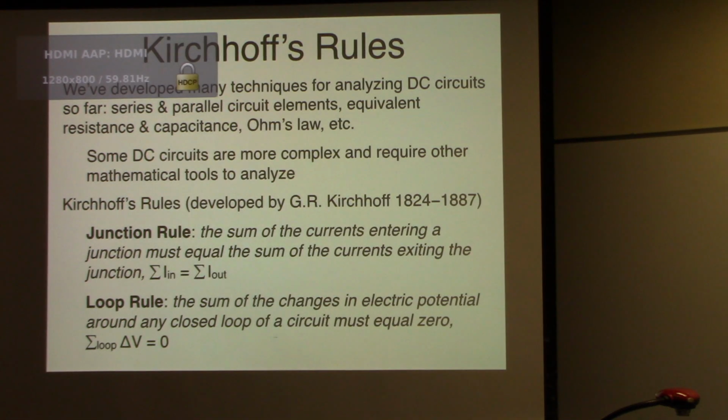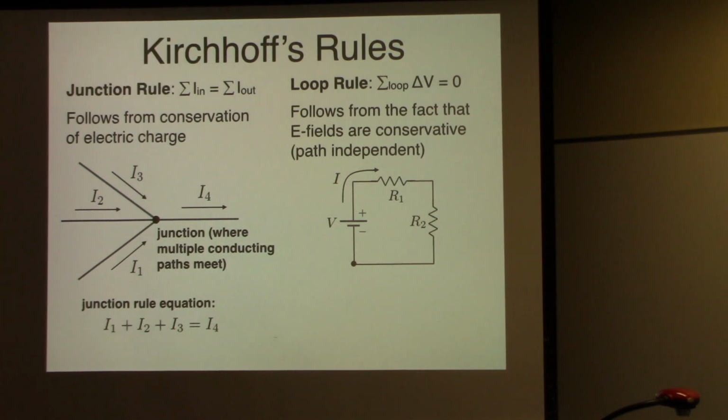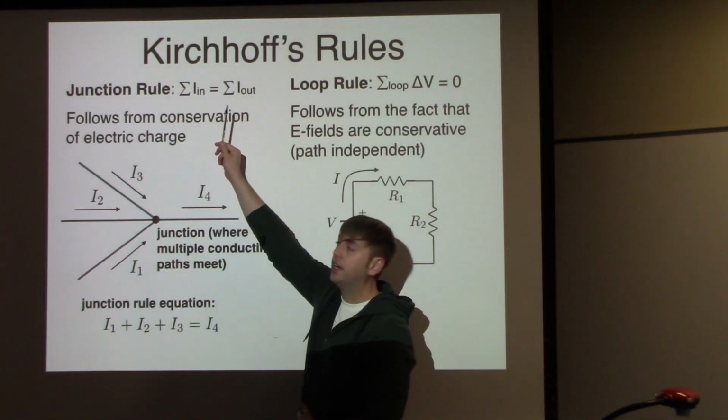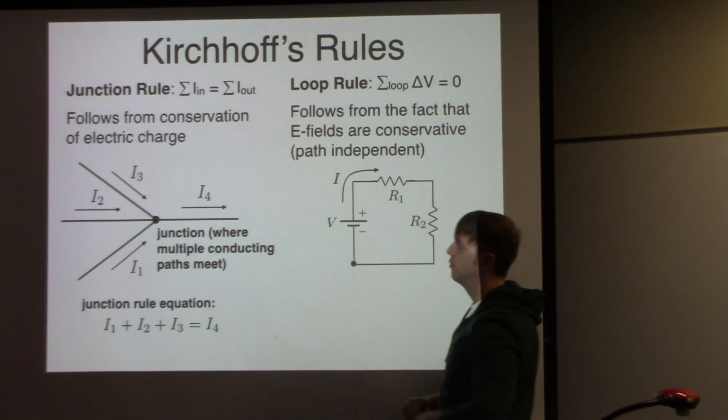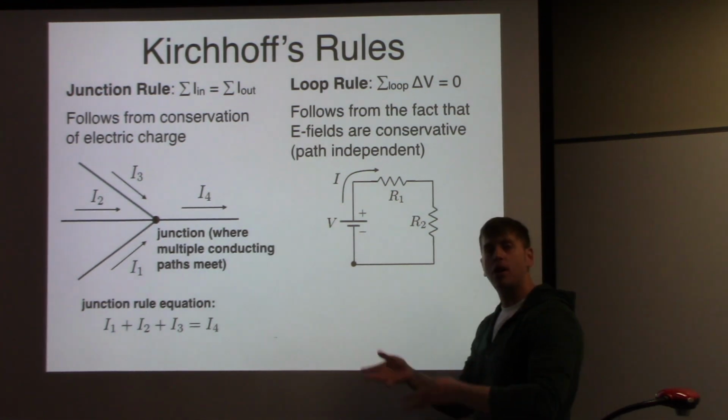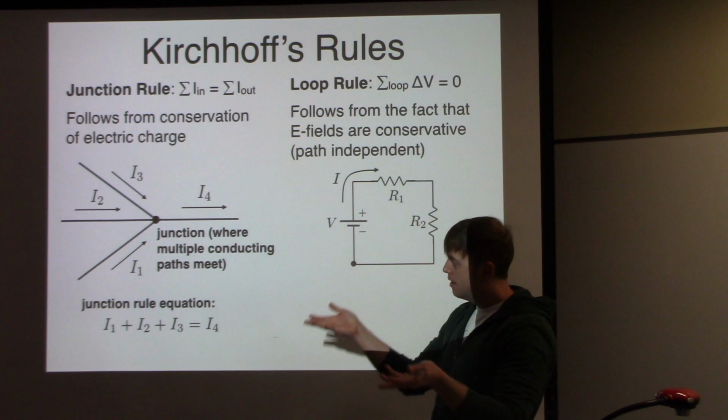Alright, so those are the rules. And so I want to just give you 2 quick examples of how we can apply this. Let's start with the junction rule. So as we said earlier, the whole way this works is the sum of the currents going into a junction equals the sum of the currents going out of a junction. And this just naturally follows from conservation of electric charge.